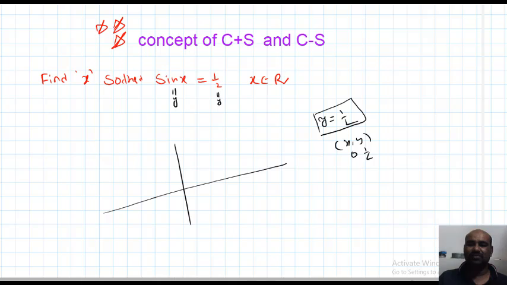0 comma half, 1 comma half, 2 comma half. Okay, all halves only. What is the meaning of that? 0 comma half means here only. This is 1, here 0. 0 comma half means 1 comma half, 2 comma half, 3 comma half, 4 comma half. What is the meaning of that?